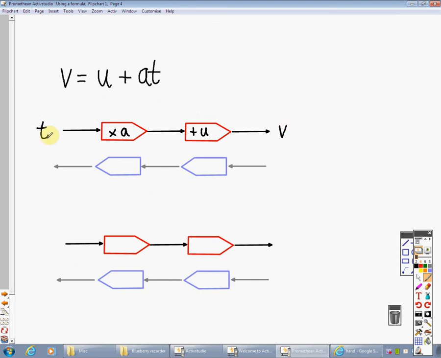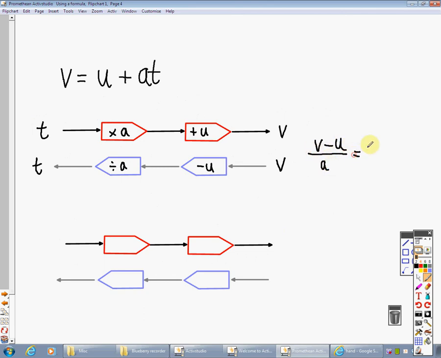If I wanted to find out what the time was, given the other three, I could start with the V, subtract the U, because the opposite of adding the U is to subtract the U, and the opposite or inverse of timesing by A is dividing by A. I've now got V minus U divided by A will equal T, and I can write that down as V minus U divided by A equals T.